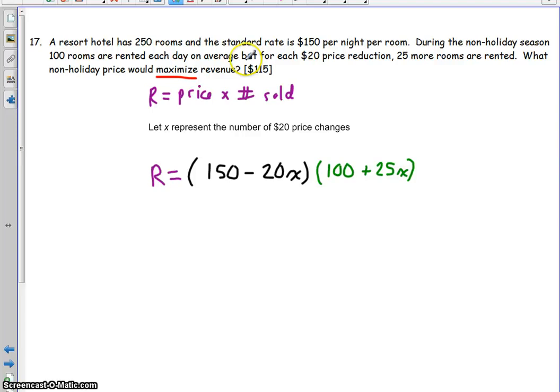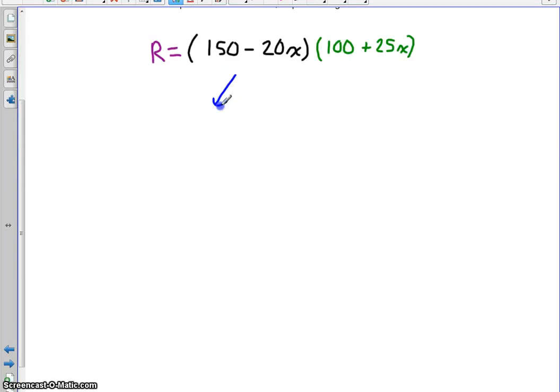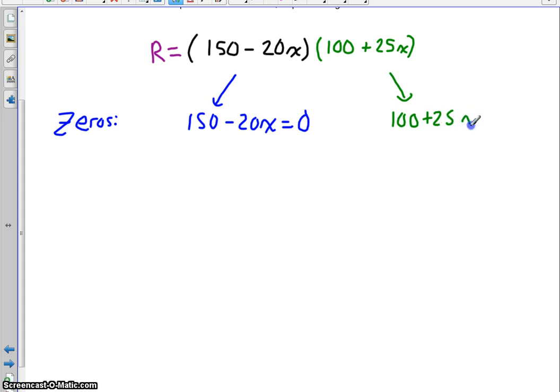Thankfully we're in factored form, so we can get the zeros. For our zeros, we set each bracket equal to 0 and solve for x. So we have 150 minus 20x equals 0, and we also have 100 plus 25x equals 0. In each of these situations, we need to be able to solve for the zeros.